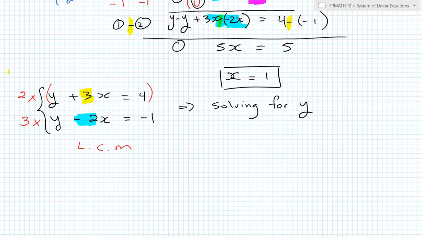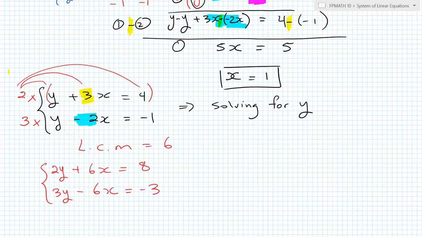It's simple as that. So let's go through and do that by multiplying by 2. That means, remember, every single term is being multiplied by the factor in front, as well as the second equation. So let's go ahead and rewrite. Okay, so when you multiply the top equation by 2, you get 2y plus 6x equals 8. Everything is being multiplied by 2. Second equation, everything being multiplied by 3: 3y minus 6x equals minus 3.